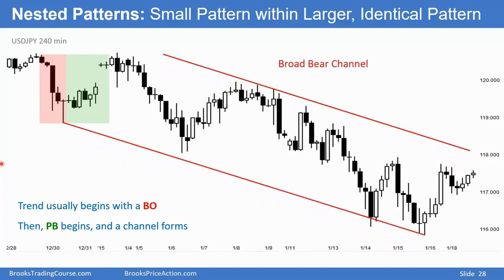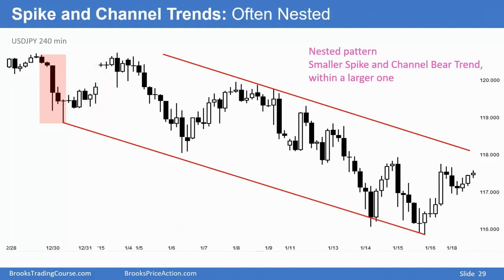It turned out it formed a lower high and then a persistent channel down. New low, big pullback. So at this point, you've got to be thinking it might be a broad bear channel or a trading range. And it is both at this point. We have a spike down and then a broad channel.